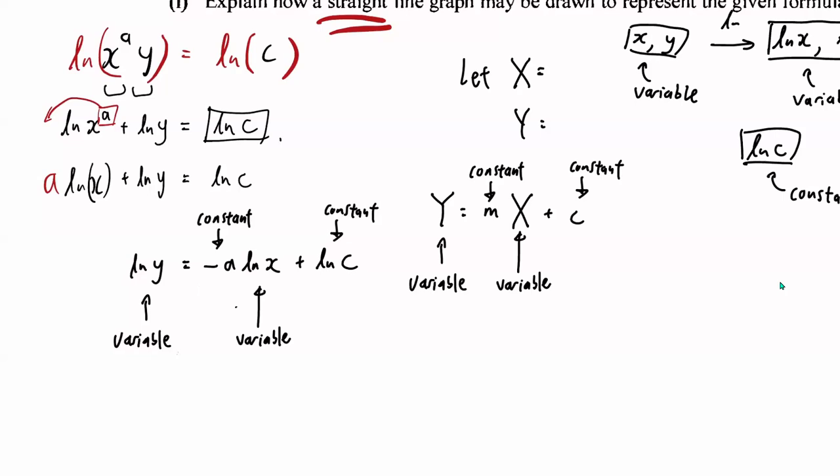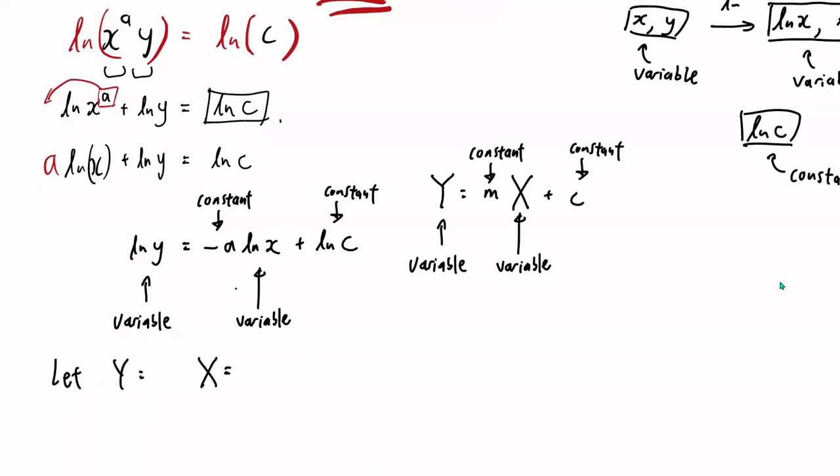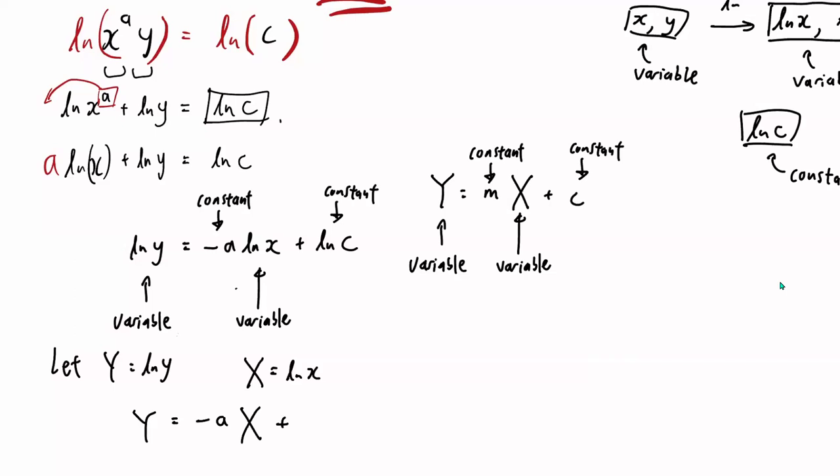Very good. So what clever substitution would you want to do now? Let Y equal ln y. Yes, exactly. Let X equal ln x. Then finally you get Y equals negative aX plus ln c. If you want, you can introduce a capital C to replace ln c, but I don't think there's a point to doing that. Just keep it as ln c.